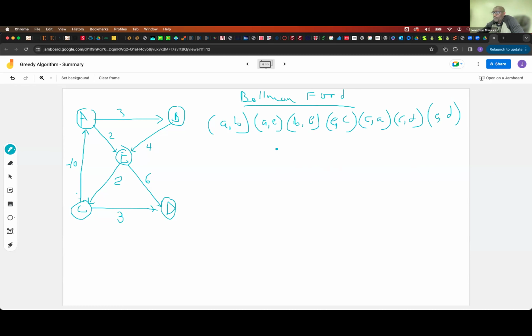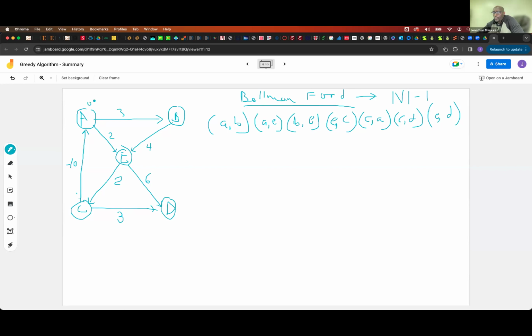So essentially what we said, we are going to relax these a couple of times. How many times? 1, 2, 3, 4, 5. We're going to do this relaxation V minus 1 times. So 5 minus 1 times is 4 times. We're going to pick each edge, and we're going to repeat this 4 times. So let's do the first one.